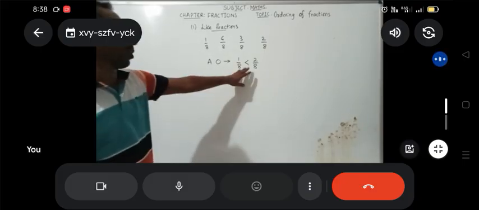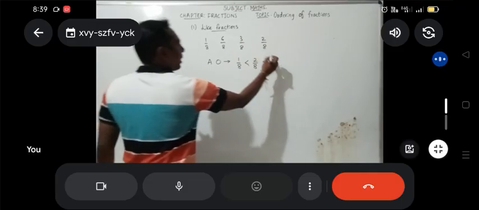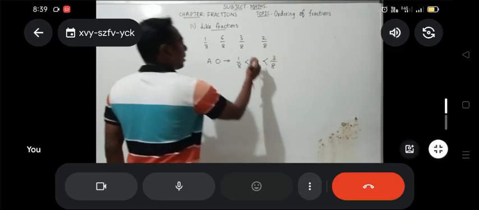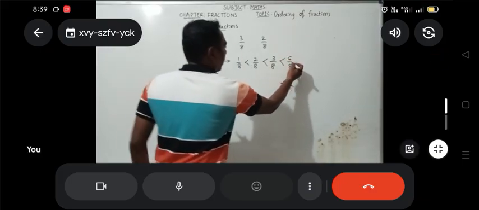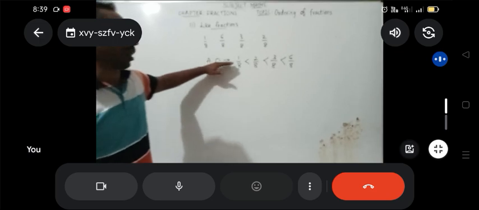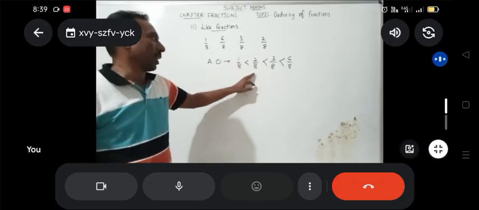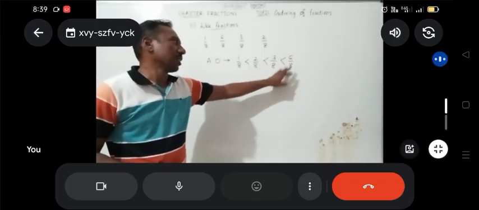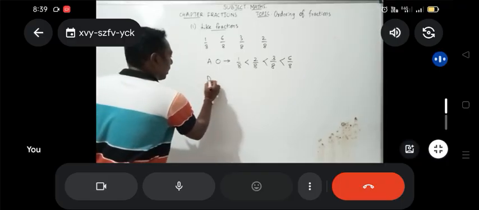1 by 8 is smaller than 2 by 8. Then 2 by 8 is smaller than 3 by 8. 3 by 8 is smaller than 6 by 8. See, now we have arranged these fractions in increasing order: 1 by 8, 2 by 8, 3 by 8, 6 by 8. This is ascending order. See how to arrange in descending order?